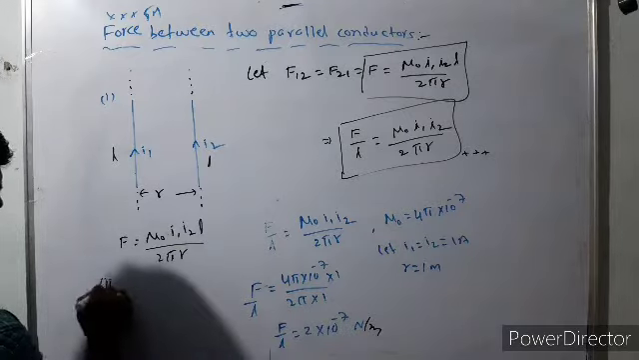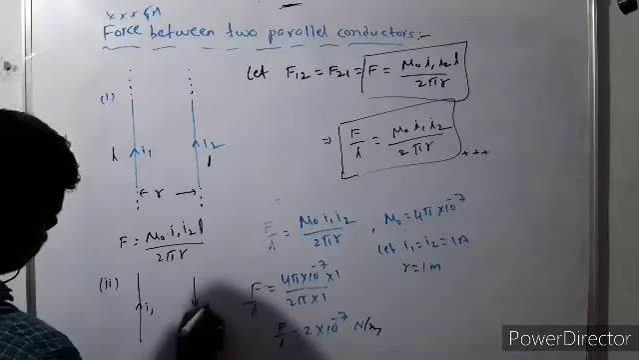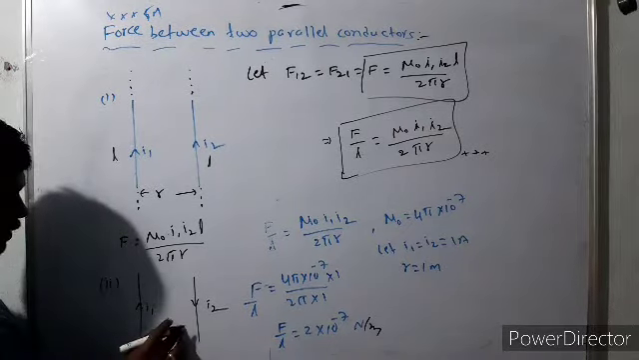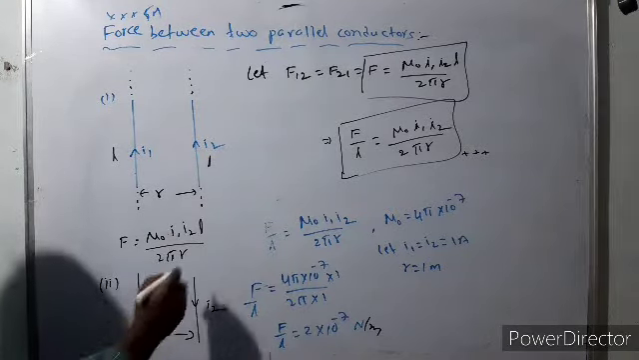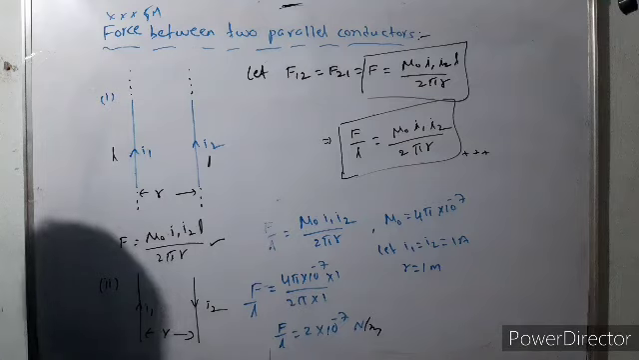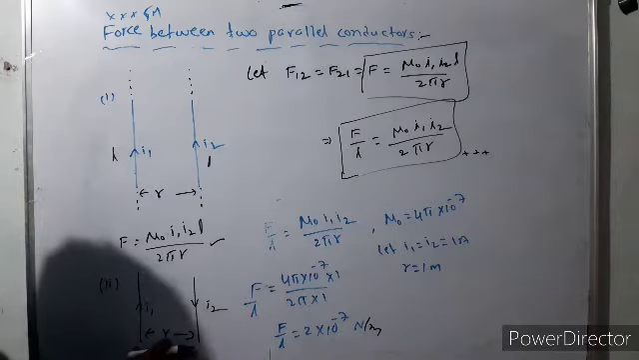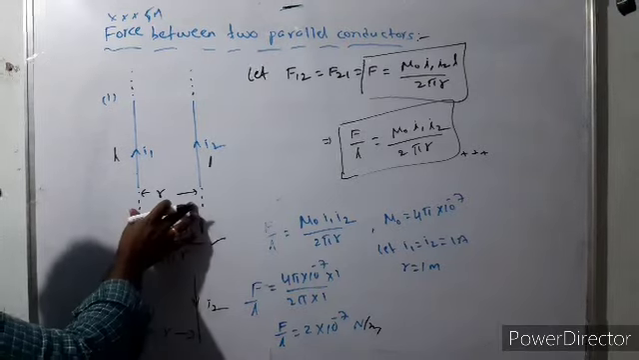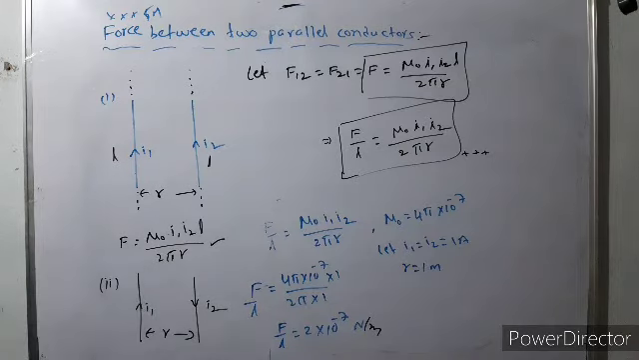If the currents are in the opposite direction, with this being I1 and this I2, carrying currents I1 and I2 in two parallel conductors of infinite length separated by distance r, the magnitude of the force on each conductor is the same, but the directions are opposite. If the currents in the two conductors are in opposite directions, they repel each other. If the currents in the conductors are in the same direction, they attract each other. Keep that in mind. Okay, students, this is about the force between two parallel conductors.